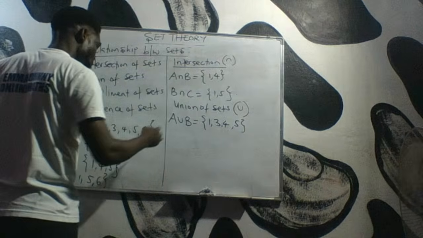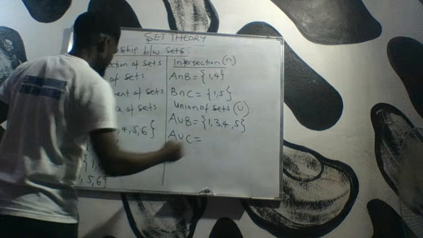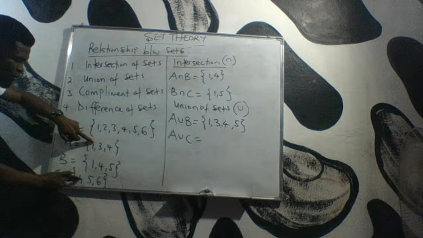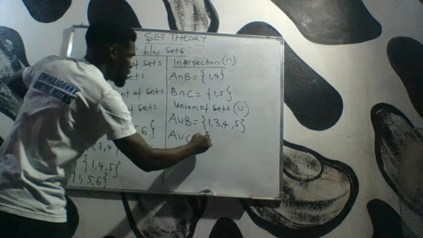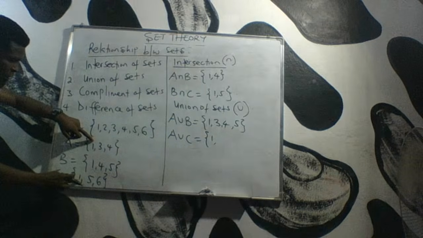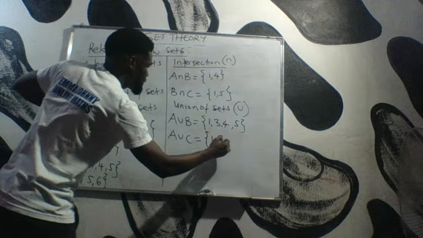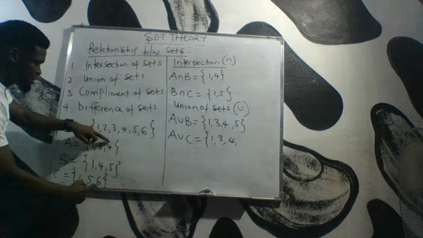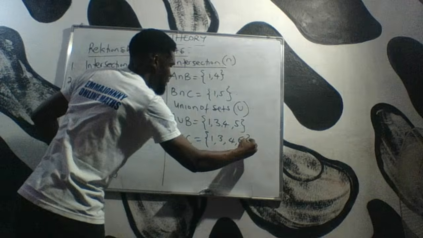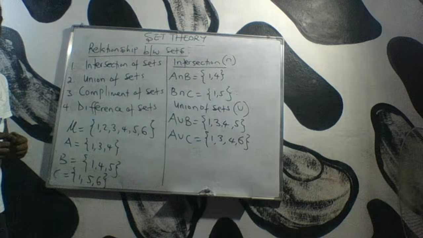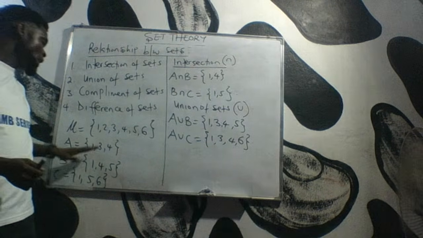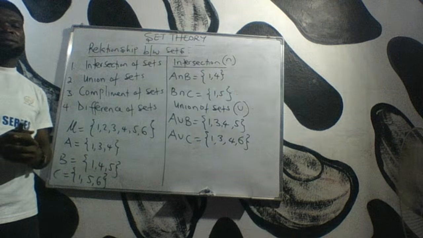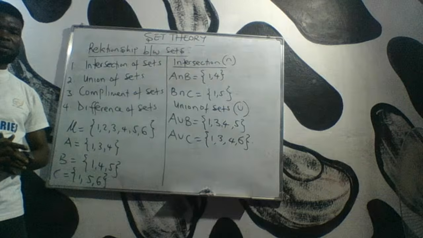That means that if I'm looking for A union C, that will be one. One is here, I'll pick one. Then three is here, but there's no three in C, so I'll still pick three. I also pick four, since it's common to one of the sets. And then I'll pick six, which is in one of the sets. So that is union of sets. Union simply is to bring the elements of the two sets together without repeating the elements. That's what we mean by union of sets.